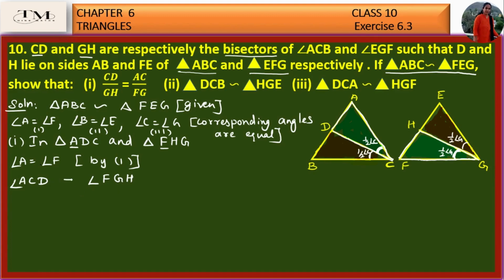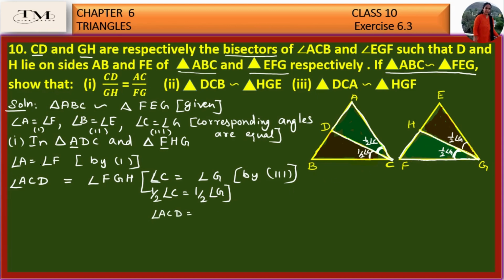Here I am saying these two are equal because by equation 3, angle C is equal to angle G. If we multiply both sides by half, nothing will change. In maths, if you divide or multiply on both sides, the values will not change. So I am multiplying by 1 by 2 on both sides, getting half of angle C equal to half of angle G. What is the value of angle ACD? Angle ACD is half of angle C. What is the value of FGH? It is half of angle G. This is the reason these two angles are equal.